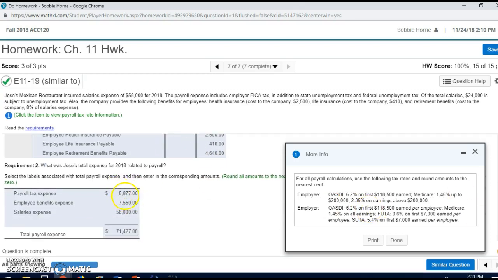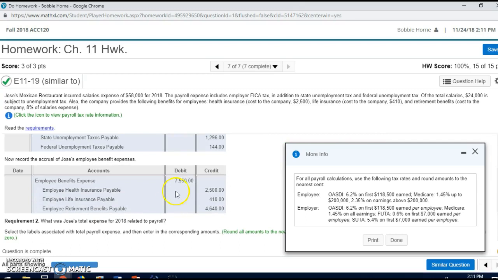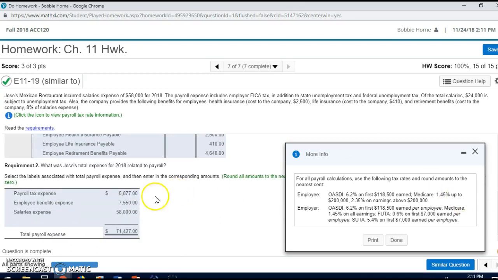The last part, take your payroll tax expense from the first entry, $58.77. Take your employee benefits expense, $75.50, and then take your salaries expense up here, the $58,000, and that would be your total payroll expense. How much you paid in taxes for the business, for your employees, how many benefits you paid, and the actual salaries expense that you paid. And that is it.